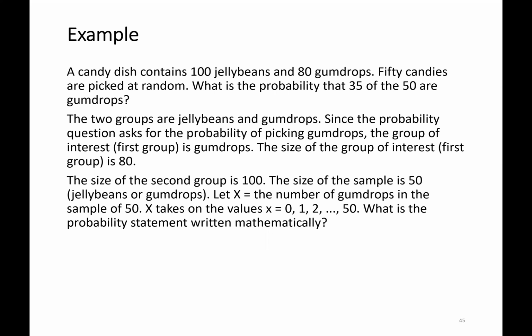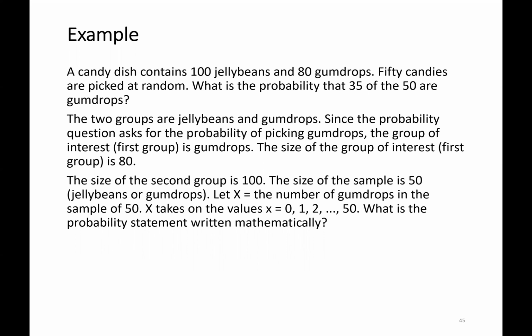The size of the second group would be the number of jelly beans, so that would be 100. The sample that you're picking from this candy dish is 50. So X would be the number of gumdrops in this sample of 50. When you pull these 50 candies out of the candy dish, how many of those would be gumdrops? So X could take on the value of 0 through 50. None of the candies you chose in the sample of 50 could be gumdrops, up to all of them could be gumdrops.